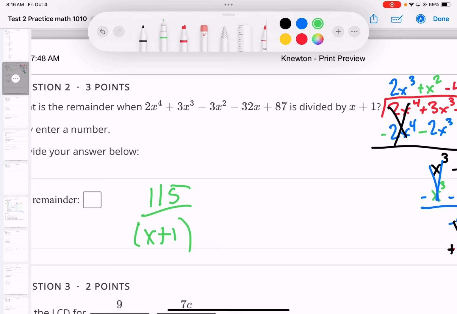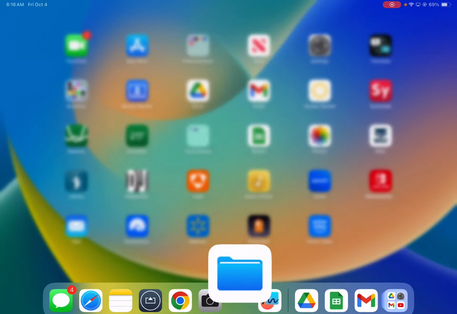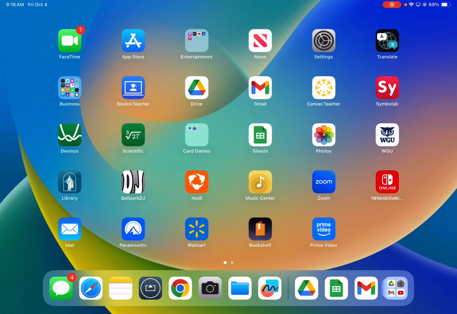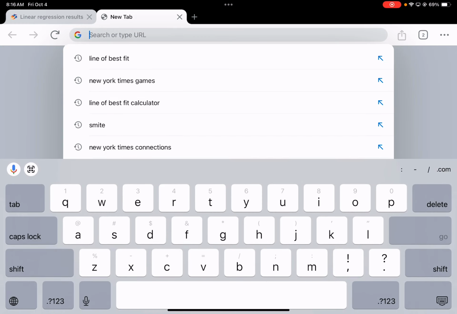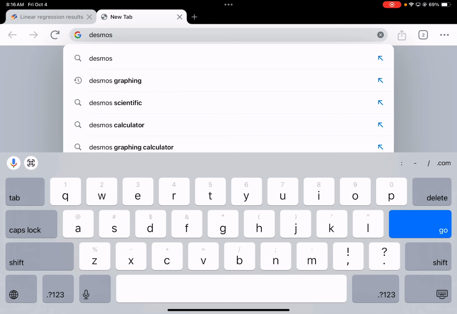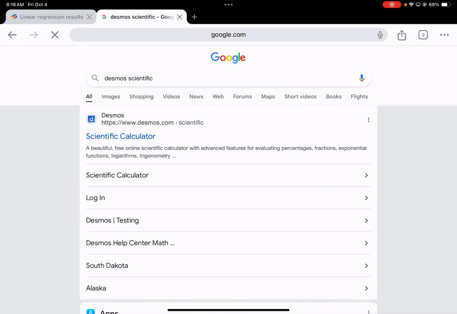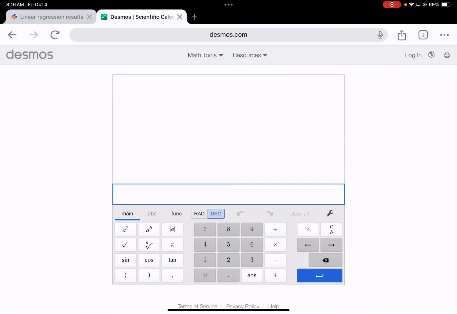Should we do this real fast? Oh, we got such short time. I think if you plug in a negative 1, so it's the opposite of what you have here, and you plug it in for x, I think you'll get 115. Here, somebody has that written down, right? Okay, so we go. Here's Desmos. What is it, 2x to the fourth? Okay, so we got 2, whoops, come on, keep up with me.